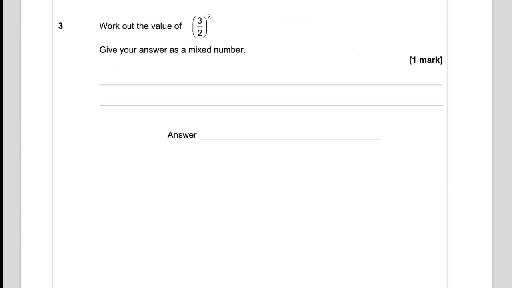Question 3, work out the value of 3 over 2 squared, giving your answer as a mixed number. I'm going to treat it as 3 squared over 2 squared. 3 squared is 9 and 2 squared is 4, so 9 over 4. Giving your answer as a mixed number, 4 goes into 9 twice, with 1 left over, which is still divided by 4. So 2 and a quarter.